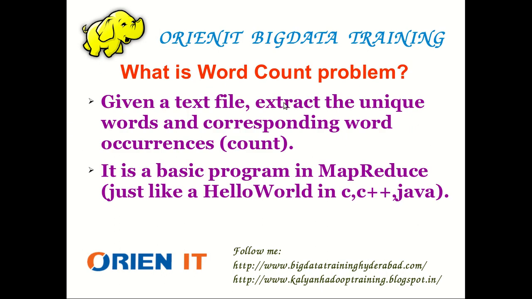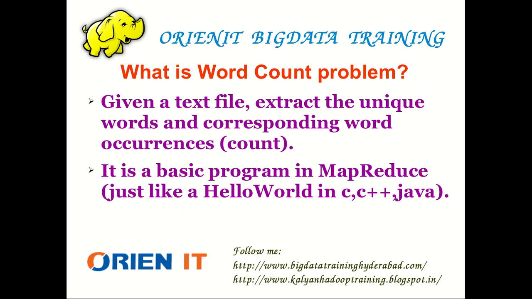The problem is, whenever someone is given a text file, in the text file you will have some text content. Just extract that content, find the unique words, and for each unique word, count how many times it occurred in multiple places. So we're extracting the unique word and the corresponding count. This is what we call a word count.